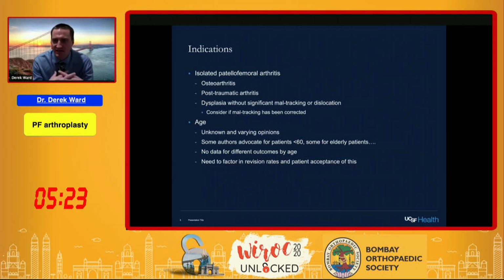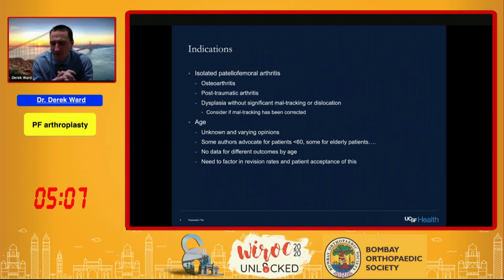So the indications for patellofemoral arthroplasty are just that: isolated patellofemoral arthritis. This can also be post-traumatic arthritis and dysplasia without significant maltracking. Although I think you can also consider patellofemoral arthroplasty in dysplasia cases where maltracking has been corrected.